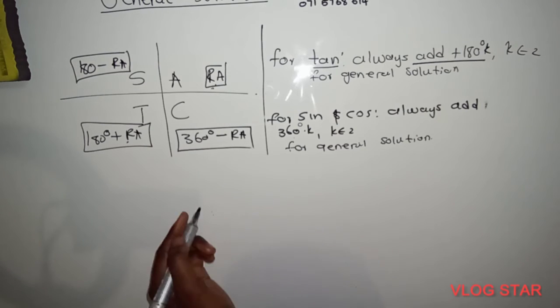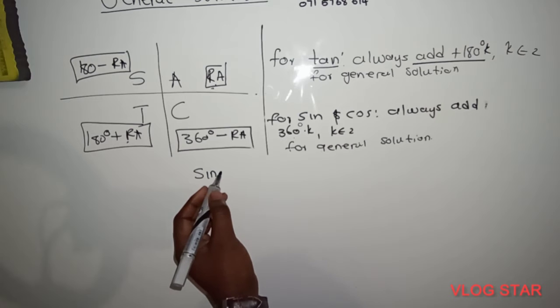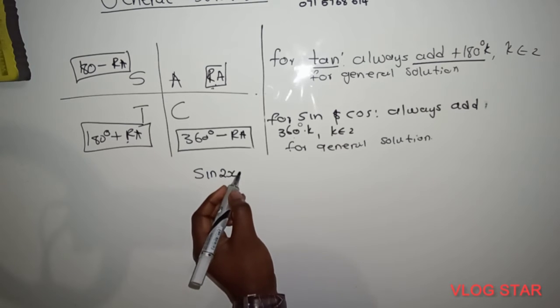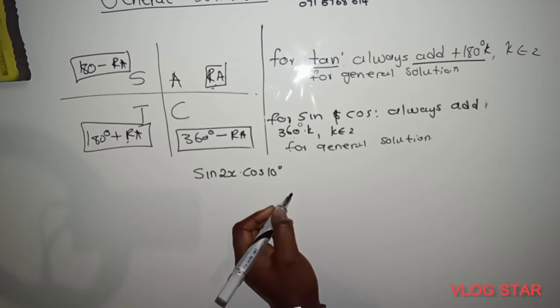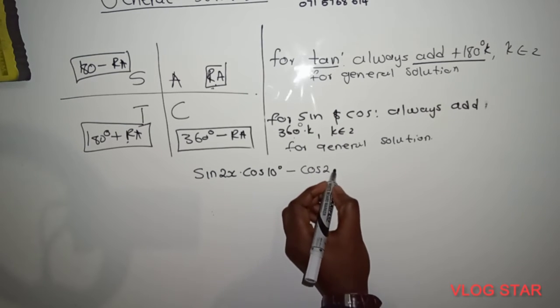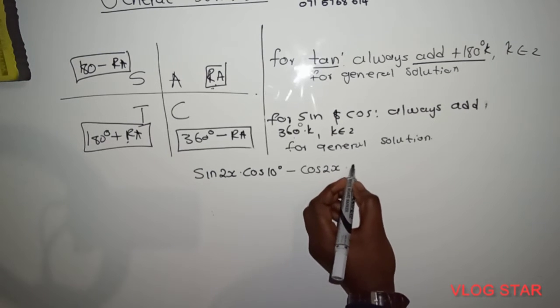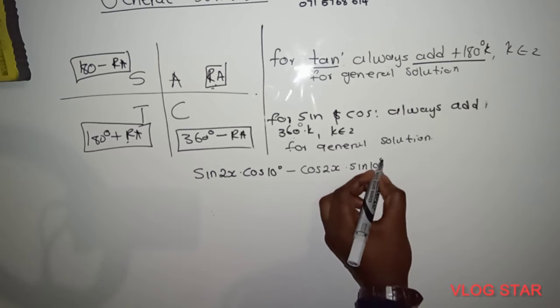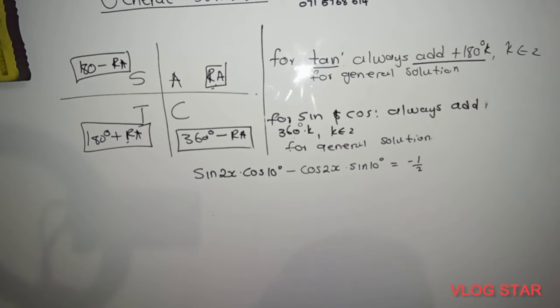Okay, we can assume again that we are given sine of 2x multiplied by cos of 10 degrees, minus cos of 2x multiplied by sine of 10 degrees, which is equal to -1/2. They want us to find the general solution for this.